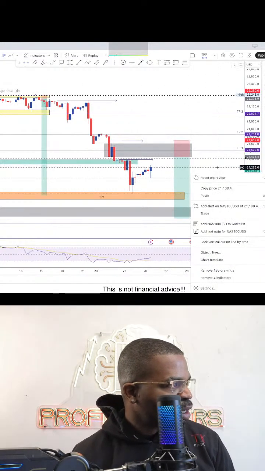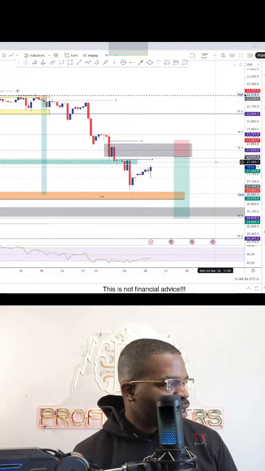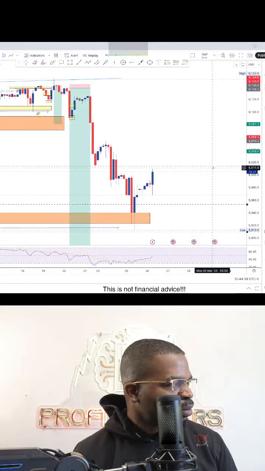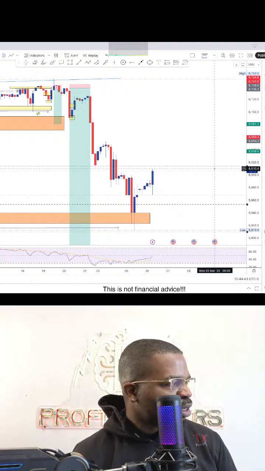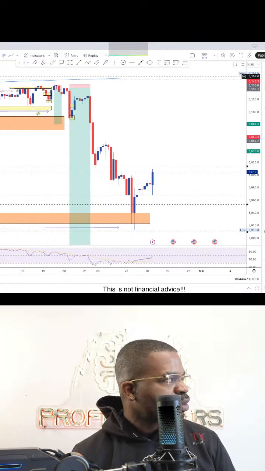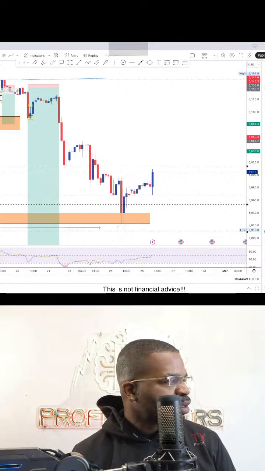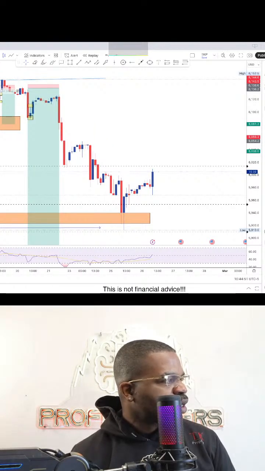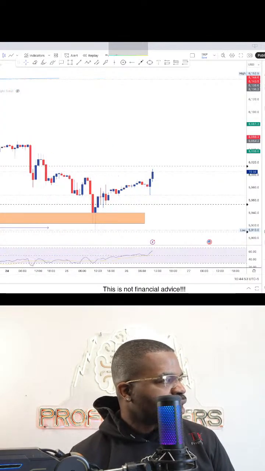So we are looking to make a couple sales on the indices. Look at this. We're actually waiting on this level to get hit. Let's see.